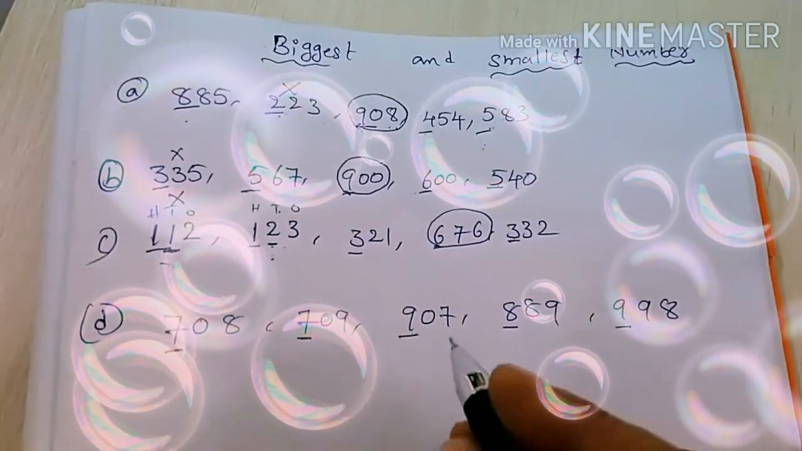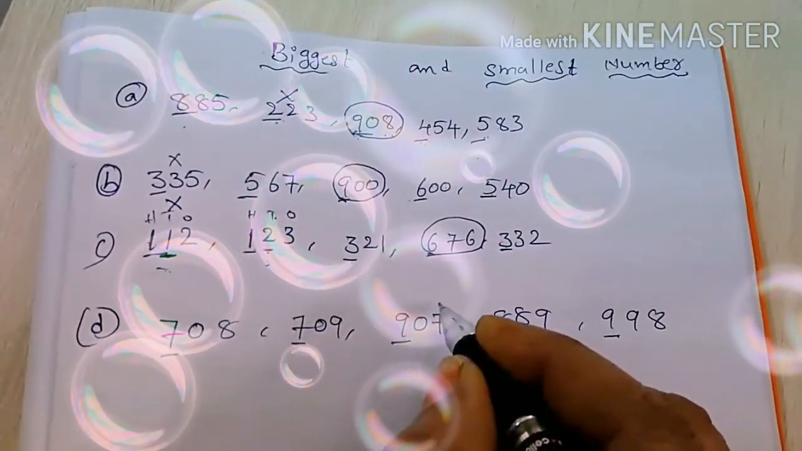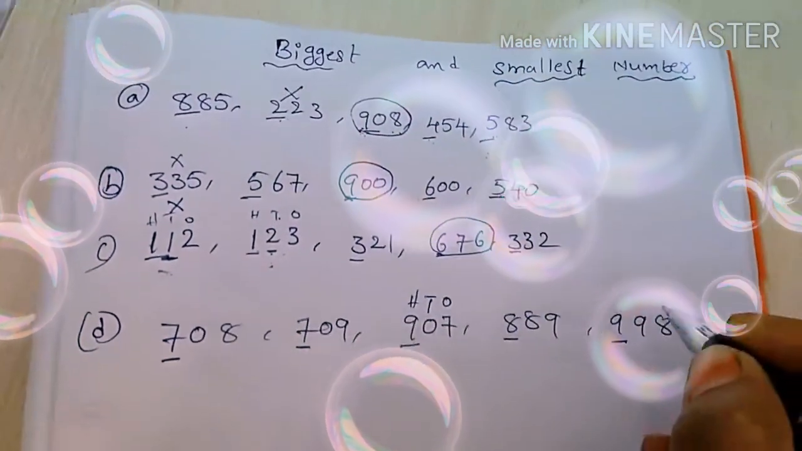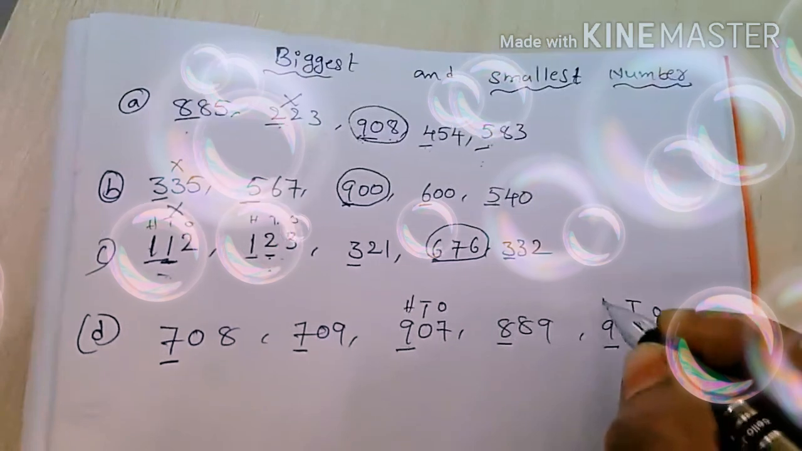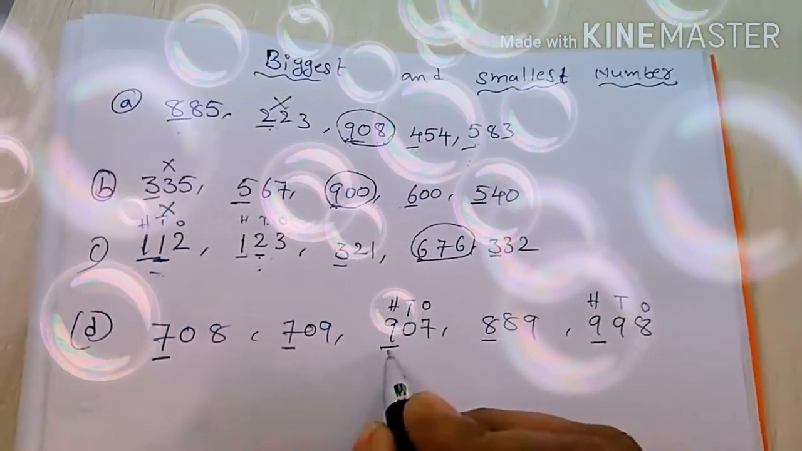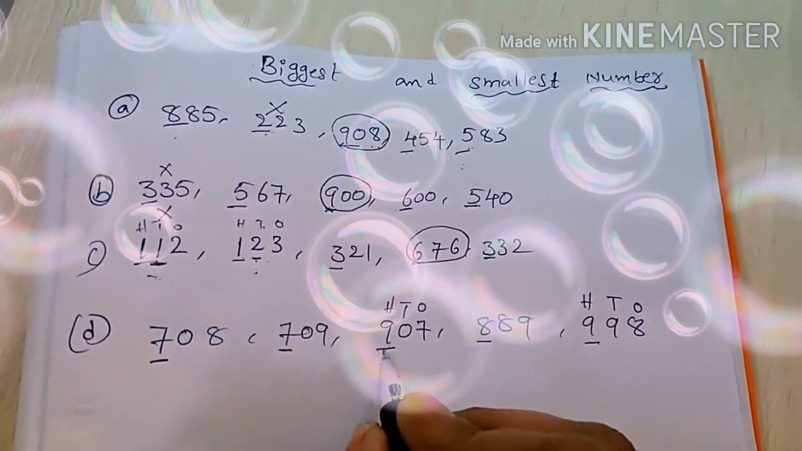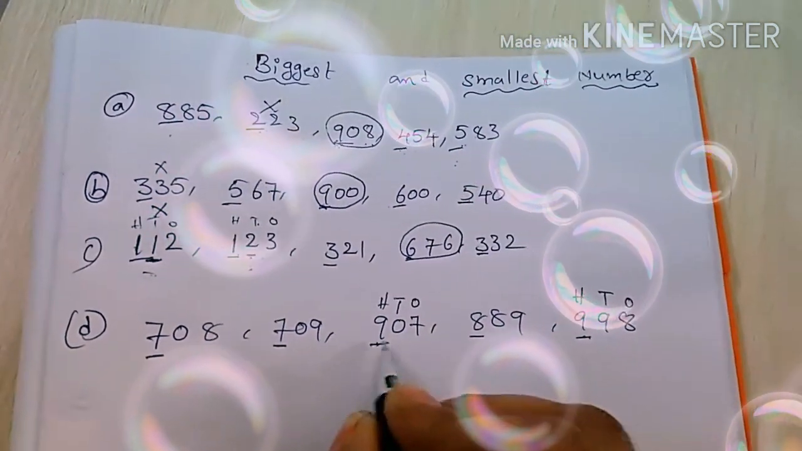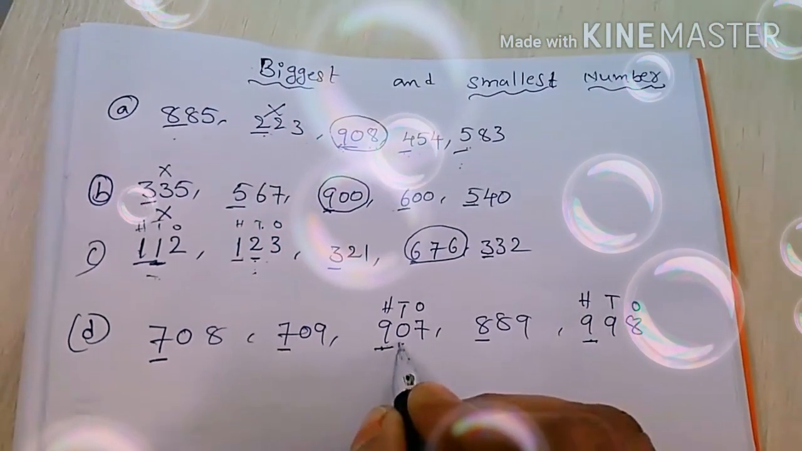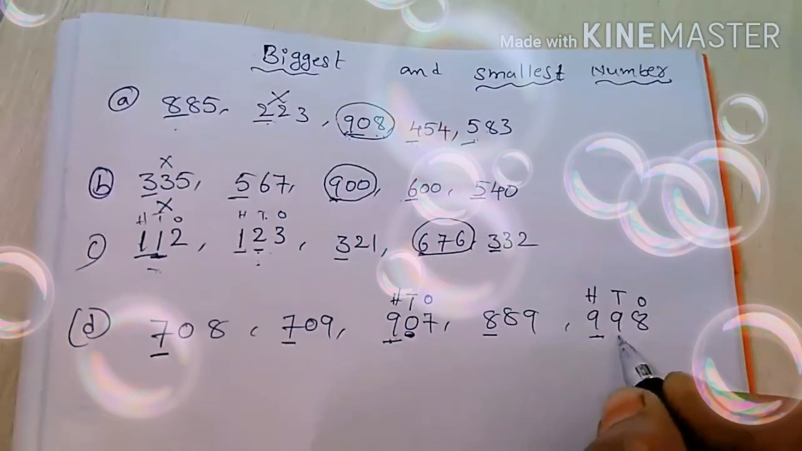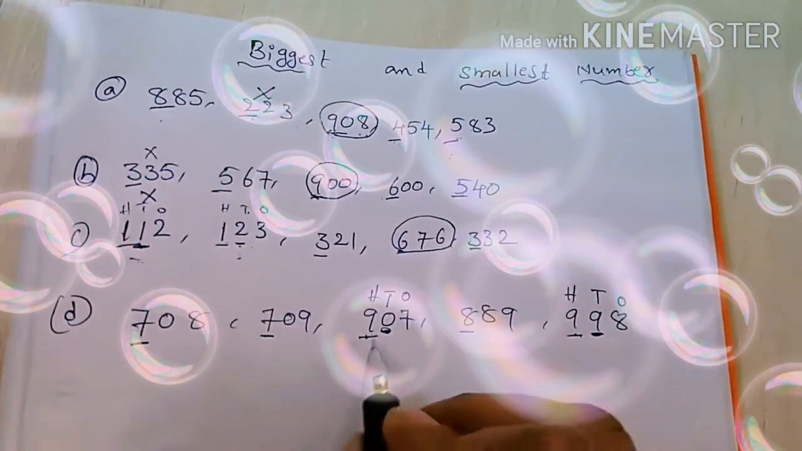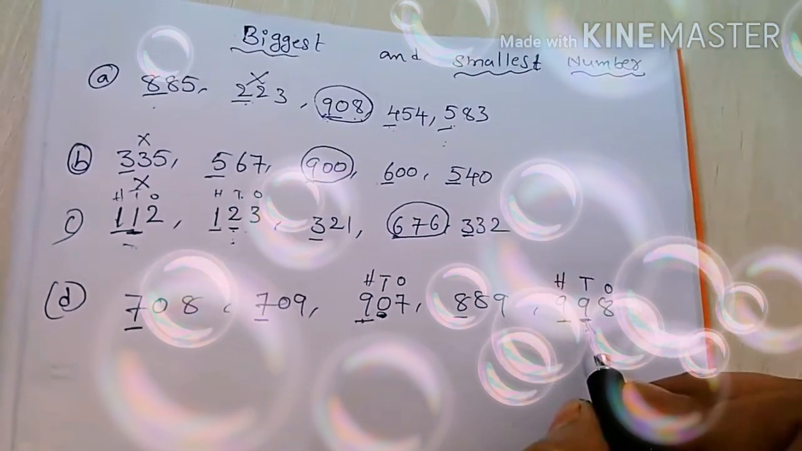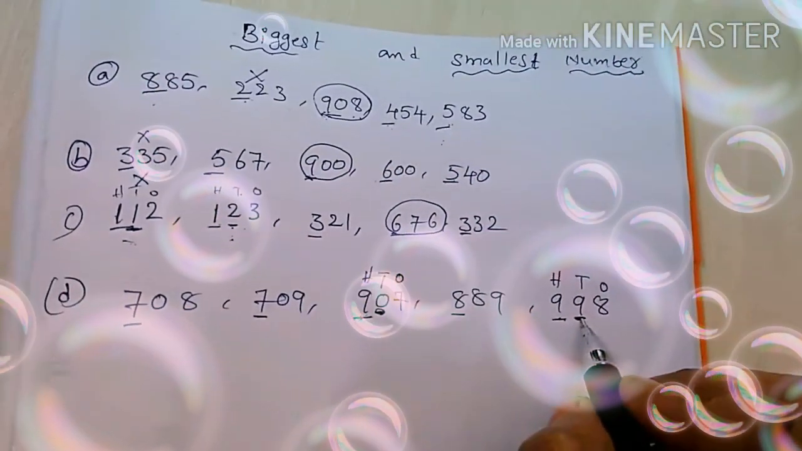How to identify? As in the previous example I told you, we have to go to the next highest place value. First we identify the highest place value in the given number, hundreds. Here both have 900s. Then we go to the next highest place value, the tens place. Here in 907, 0 tens, but in the next number 998, 9 tens.